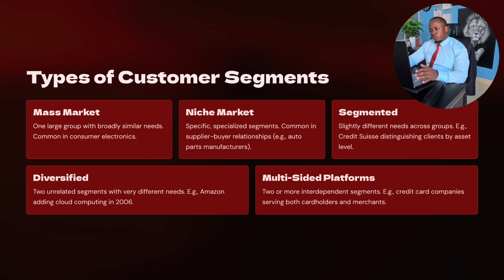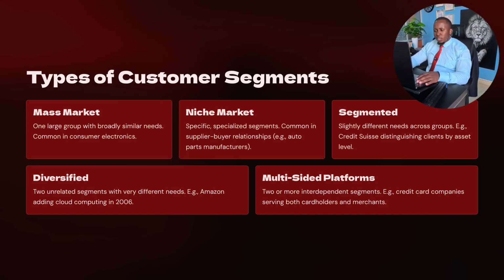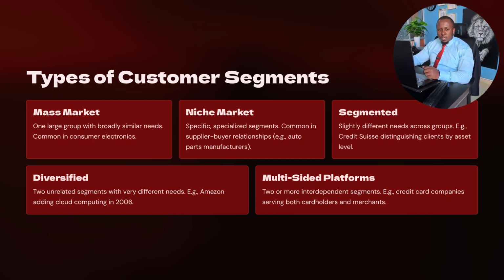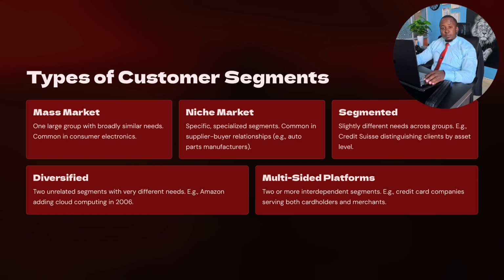And finally, we have multi-sided platforms. These are two or more interdependent segments. A good example of this is the credit card companies, where they serve both the merchants, who are the sellers, and the customers, who are the buyers. So we find the card company serves both of these, enabling the card holders to easily pay for things online, and also enabling merchants to receive these particular payments.